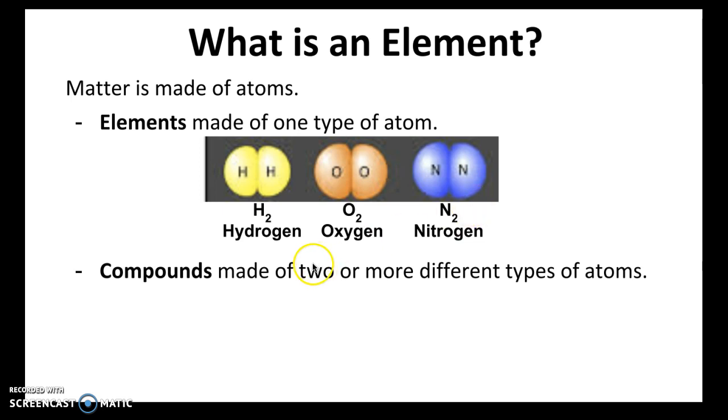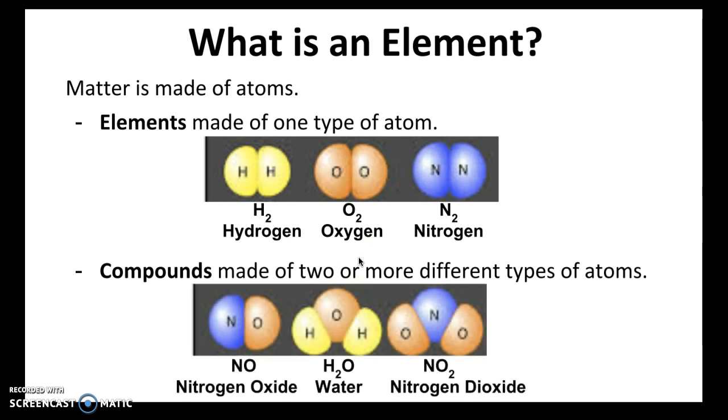On the other hand, compounds are made up of 2 or more different types of atoms. Here at the bottom, we have examples of compounds. Starting with nitrogen oxide, it has 2 different types: a nitrogen atom and an oxygen atom. We can see that both in the particle diagram and in its chemical formula, NO. H2O has 3 atoms in total, 2 hydrogens and 1 oxygen. But what makes it a compound is not that it has 3 atoms, it's that it has 2 different types, hydrogen and oxygen atoms. And the same thing with NO2, nitrogen dioxide.